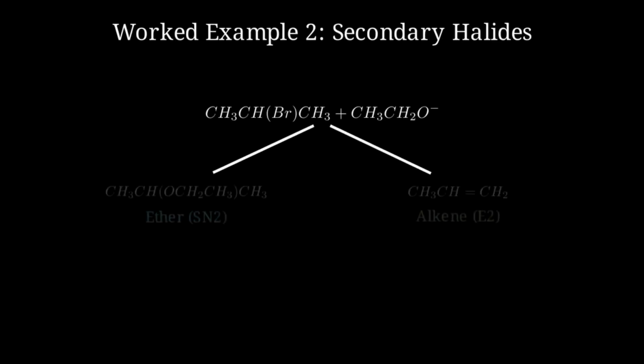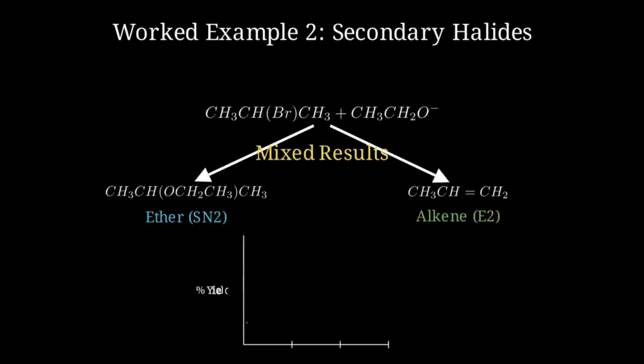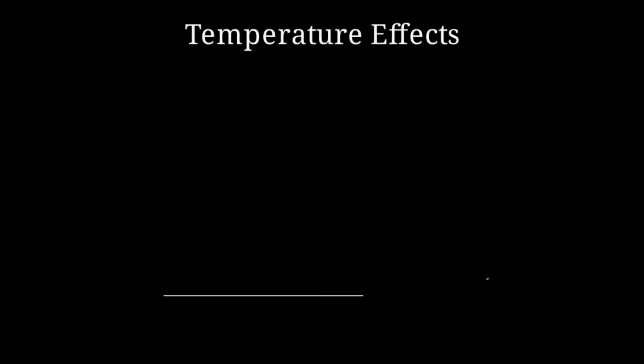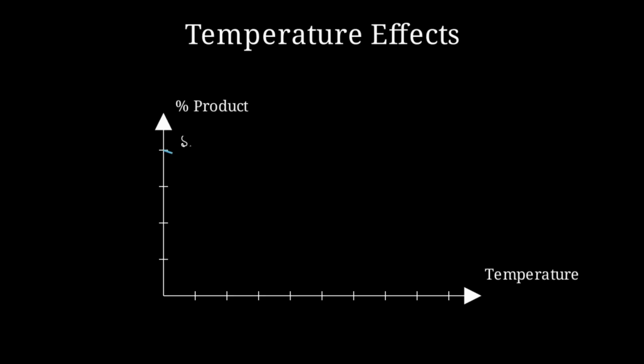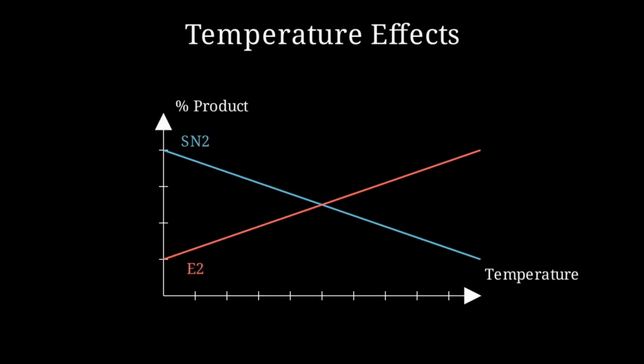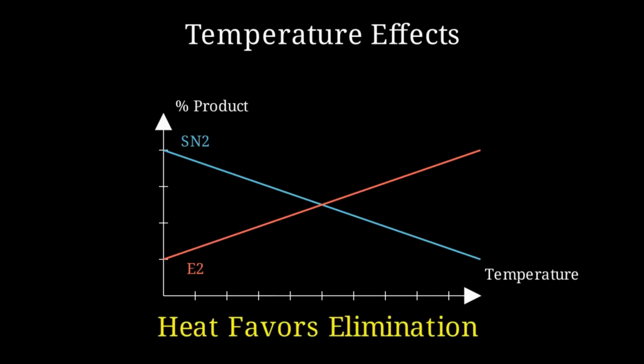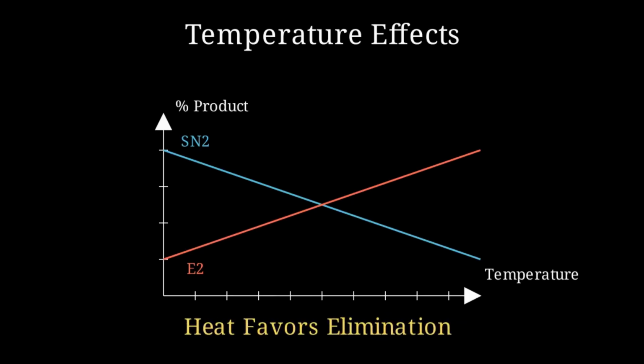With secondary alkyl halides, the competition is fierce. Using a strong base like ethoxide usually results in elimination being the major pathway. To favor the ether here, one would need to lower the temperature significantly. Temperature acts as a fine-tuning knob. Elimination reactions increase the number of molecules in the system, which increases entropy. Therefore, higher temperatures favor the E2 pathway over the SN2 pathway.